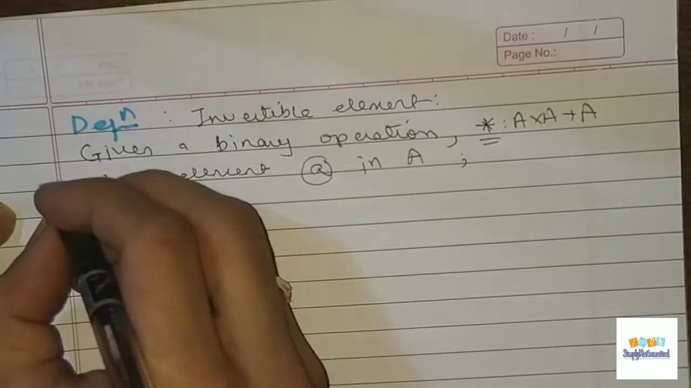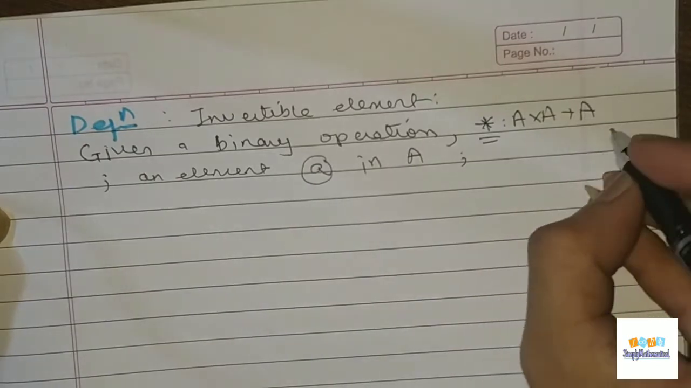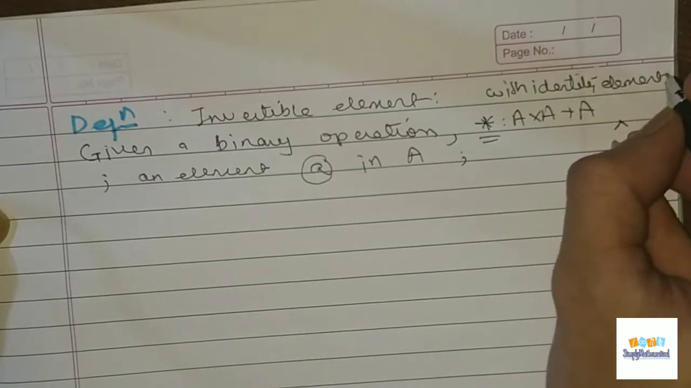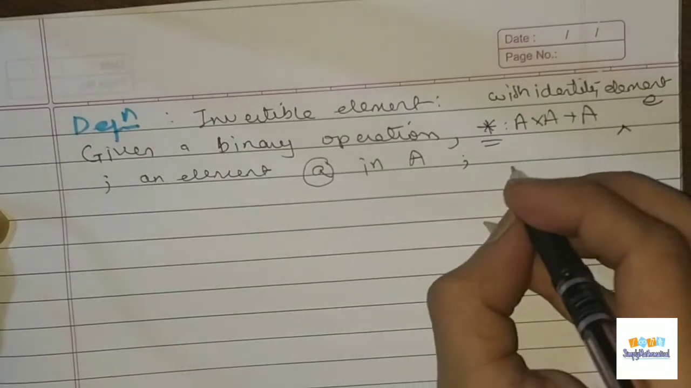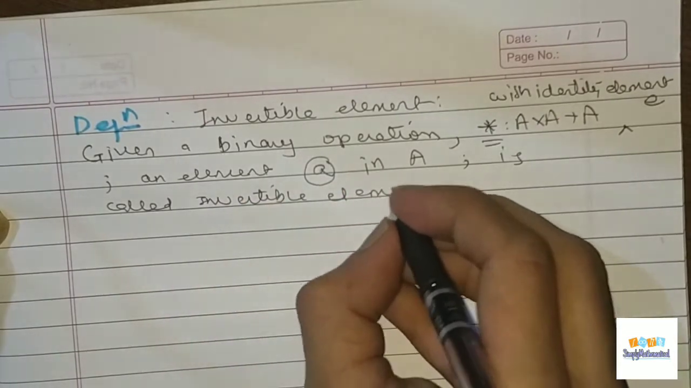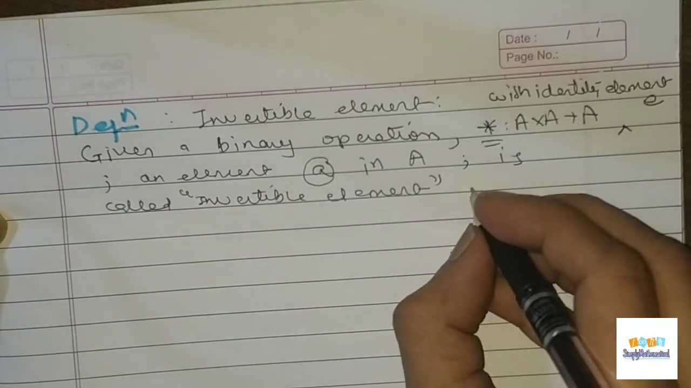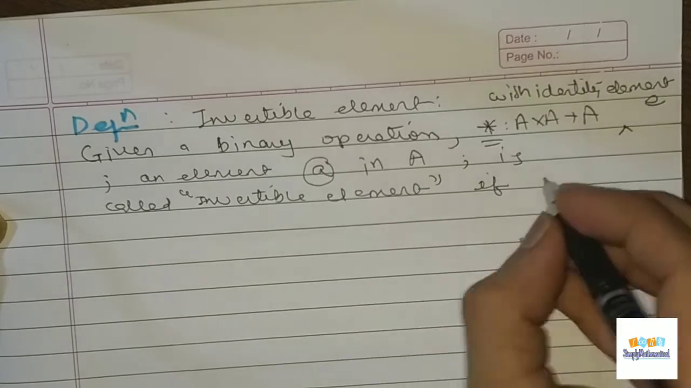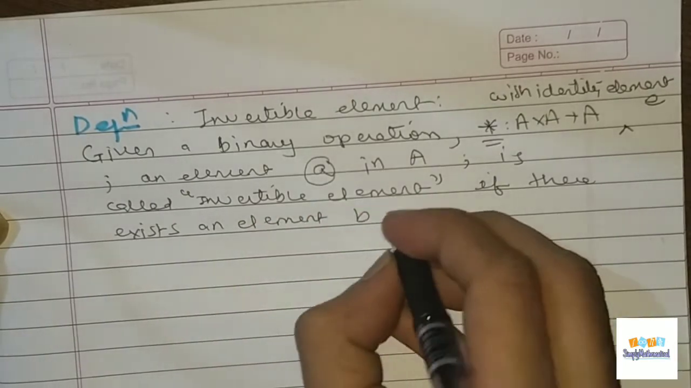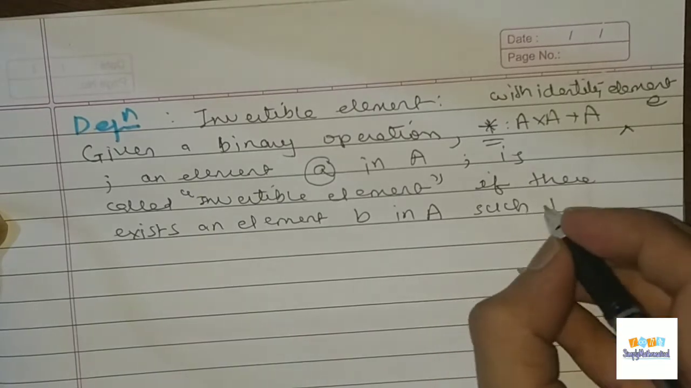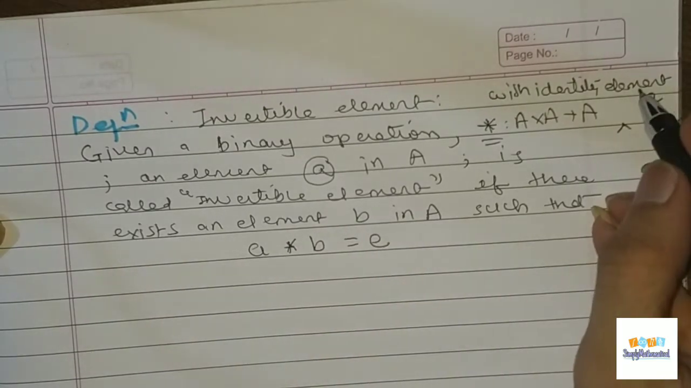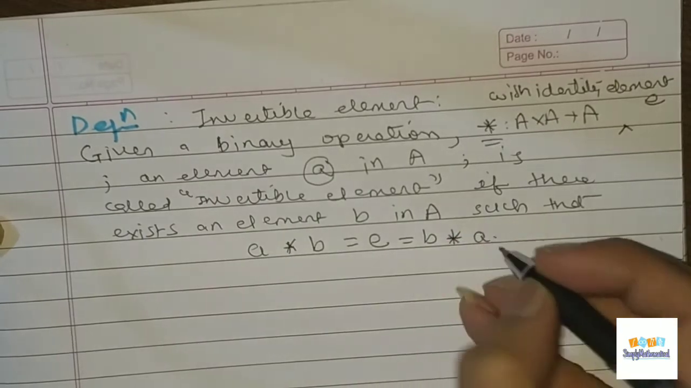So we can write it here. Given a binary operation star with identity element E, an element A in A is called an invertible element if there exists an element B in the set A such that A star B is equal to E, which is the identity element, which is also equal to B star A. Have you understood?